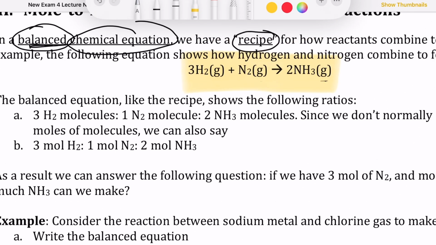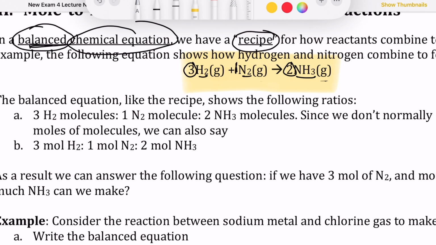Here, I have 2 ingredients I'm going to need called H2 and N2. I'm going to make my product, which is NH3. And how much of each of these things am I going to need? I'm going to need 3 of that, 1 of this, and then 2 of that.